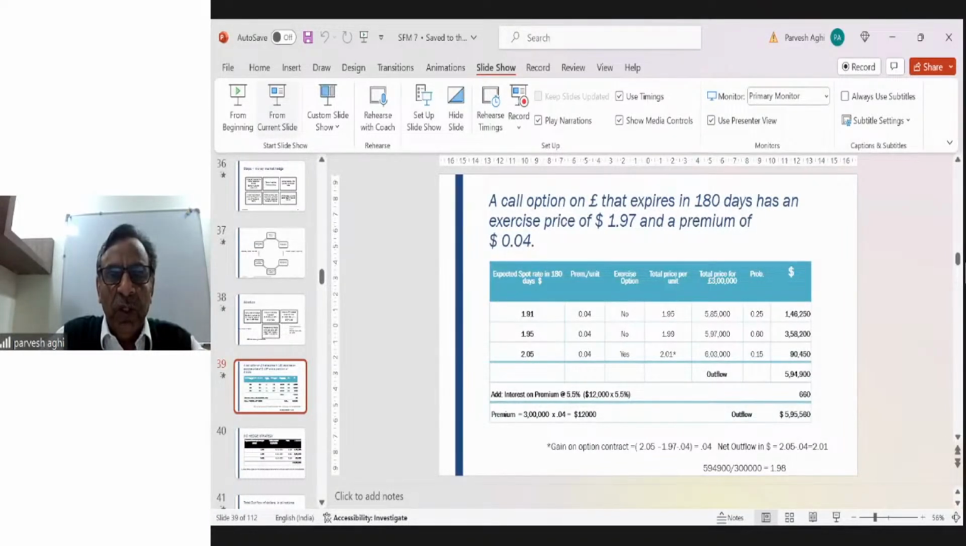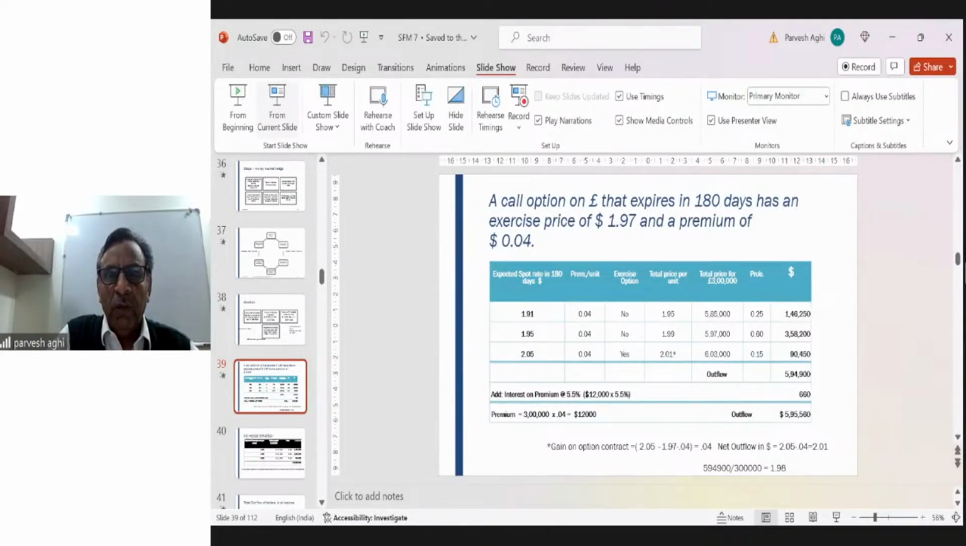Okay. So if you look at the net outflow at the bottom of the screen, when they go to the bank, it will ask them 2.05, because what has happened is that the dollar-pound rate has appreciated to 2.05 on the due date. They have to make a payment of 2.05 at that rate. But they have made a gain of 0.04 in the options market. So eventually, their net outflow will be $2.01 per pound.